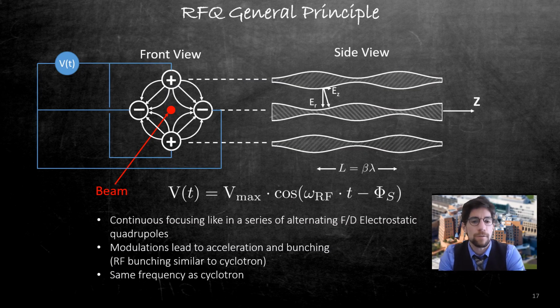An RFQ in general is a set of 4 rods or vanes that are connected to an alternating voltage source. This leads to a continuous transverse focusing effect. And if we machine modulations onto these rods or vanes, then we can also get an additional longitudinal electric field component, which leads to bunching and acceleration.